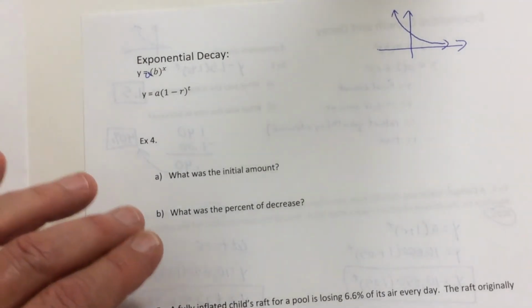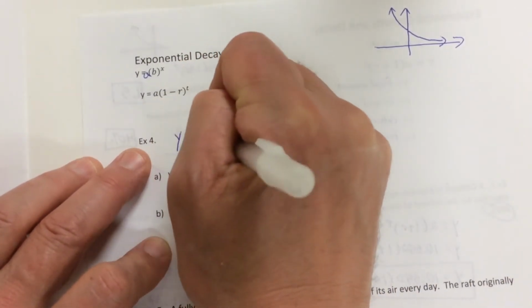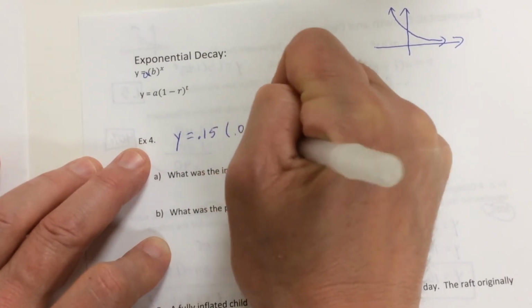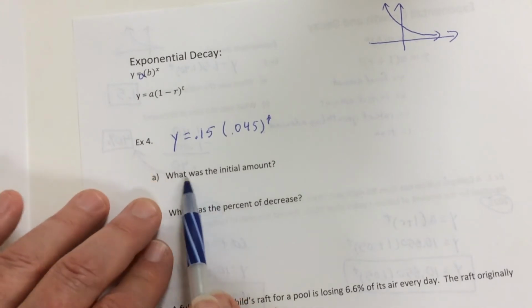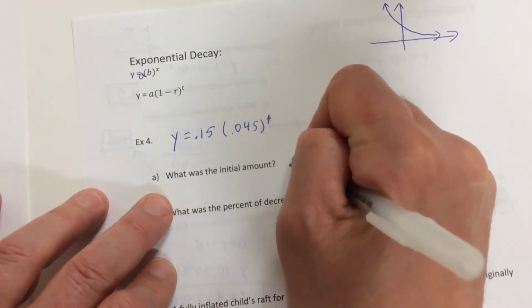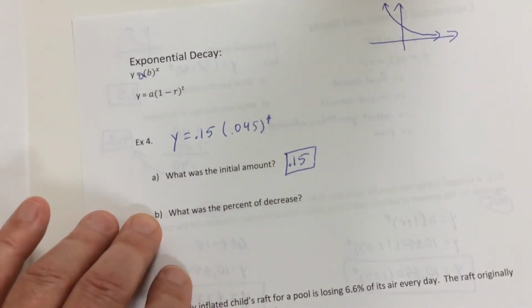So if we look at this, let's do an example. We have y equals 0.15 times 0.045 to the t power. So our initial amount here is 0.15. So we're not starting out with very much. Now the percent of decrease.